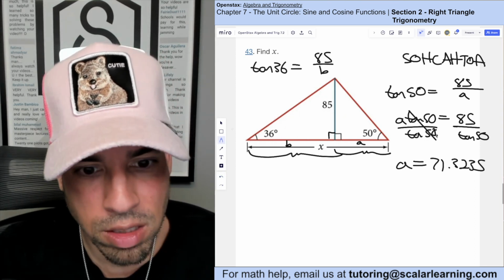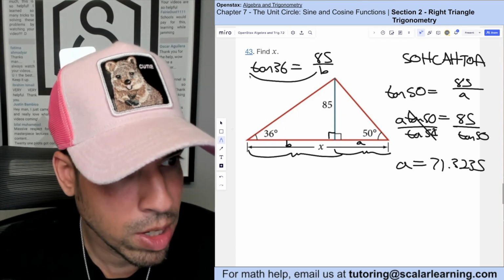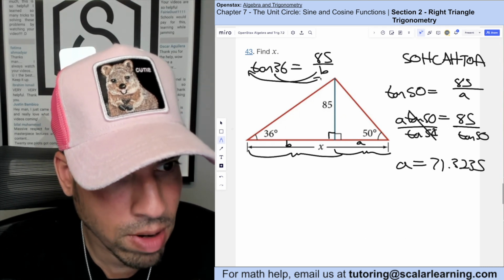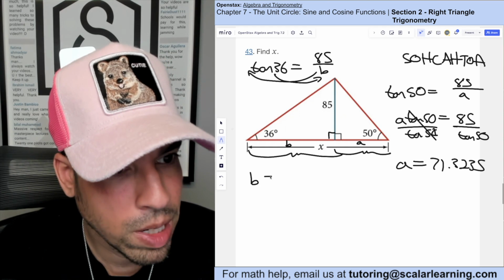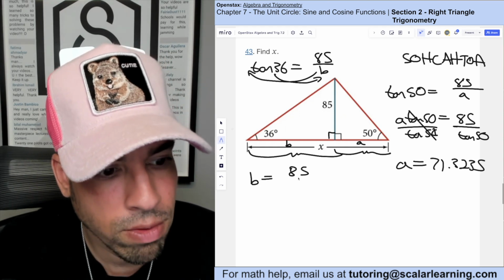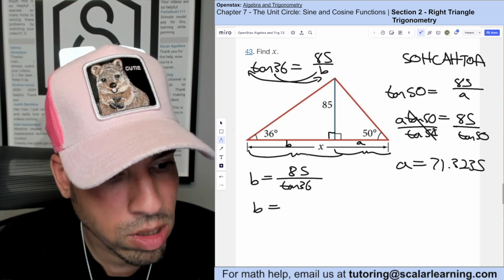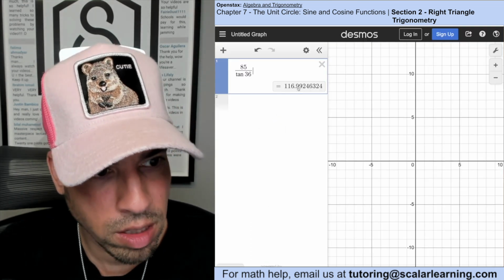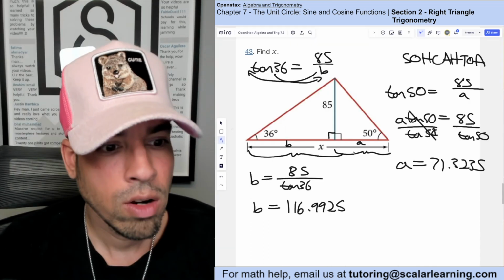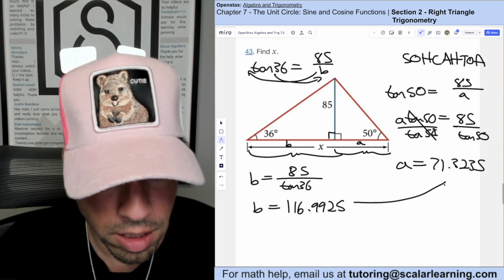Now to solve, you kind of see the pattern, right? You multiply b over here while simultaneously dividing by tan 36. So b equals 85 over tangent 36. Let's plug that into Desmos, see what we get. So here we get 116.9925. And now to get the total value of x, we're going to add these two together.